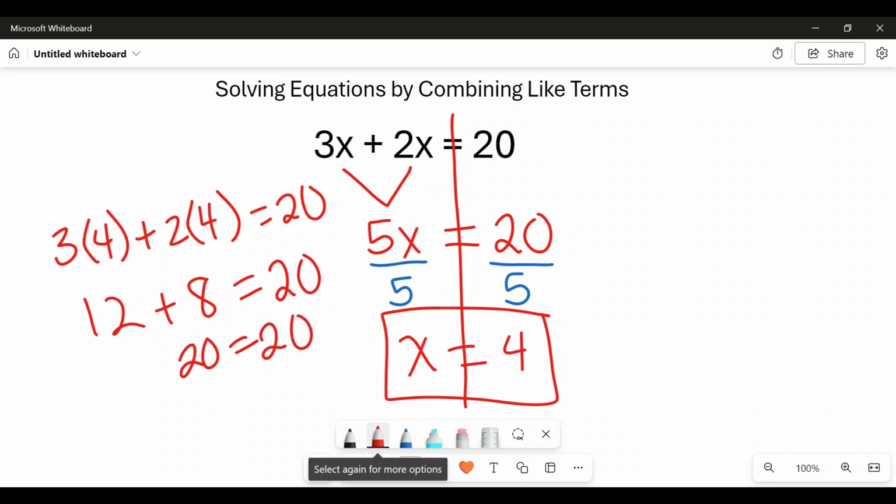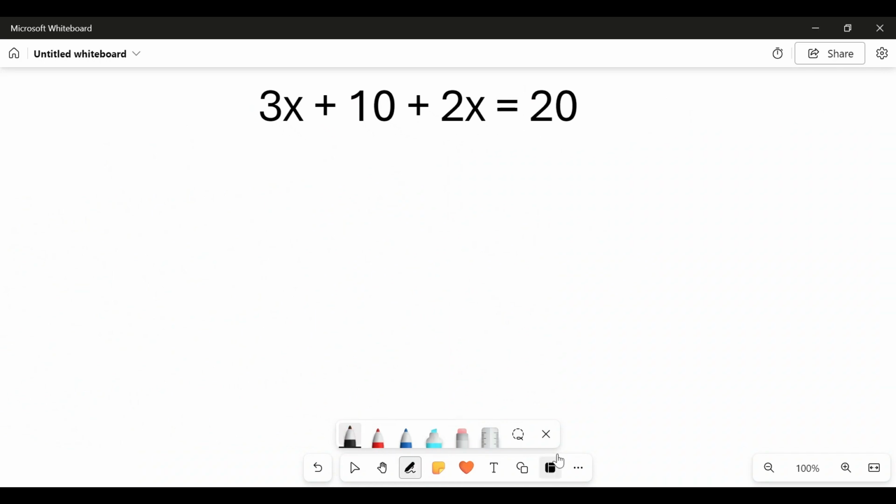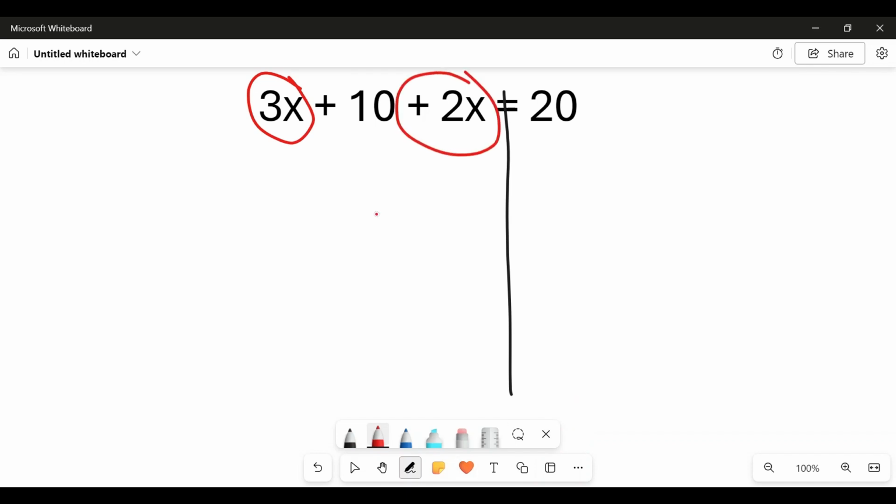So identifying the like terms is when you have terms with the same variable. The numbers in front can be different, but they have to have the same variable. All right, let's look at another one. Right here. Okay, again, I'm going to draw a line down the equal sign. This one, again, I'm going to identify the like terms, 3x and positive 2x, right? Those are my like terms.